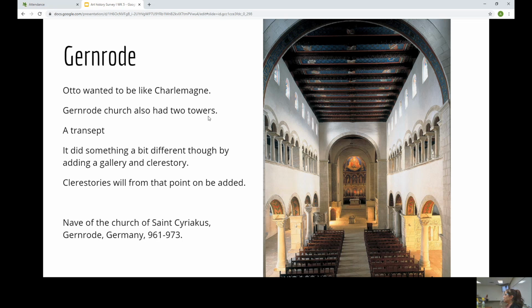So now instead of a two-level church like the last one we looked at, Aachen, we have a three-level church. They're getting taller. They're going to get taller and taller and taller. That's how it works. This church does have a wooden roof. That'll change later because of fires. The roof is painted, in case you're curious.